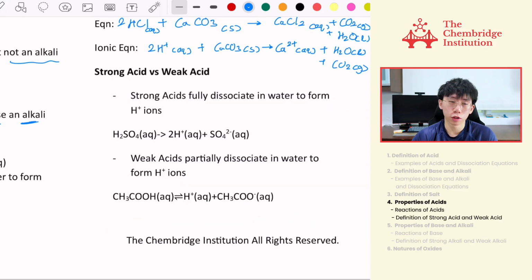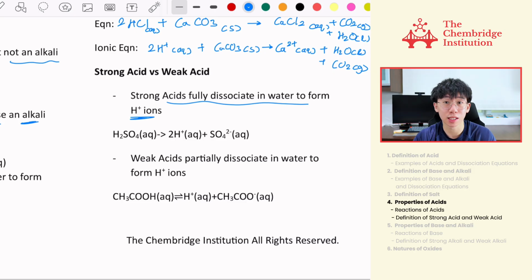Throughout this lecture, you may hear me talking about strong acids and weak acids. But what's the definition of a strong acid, or of a weak acid? Strong acids fully dissociate in water to give H+ ions. They fully dissociate, meaning 100% of the acid will dissociate to give the H+ ions and the other anion.